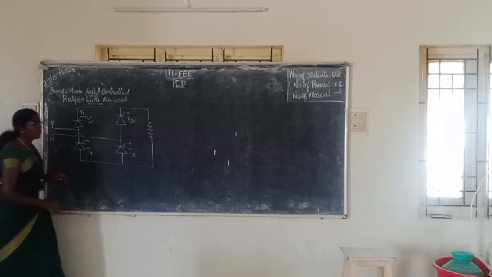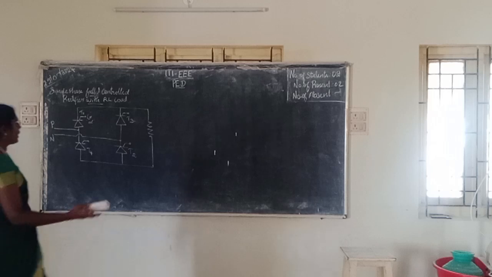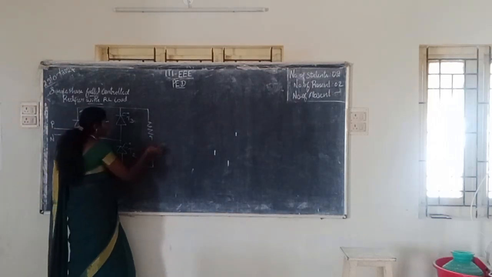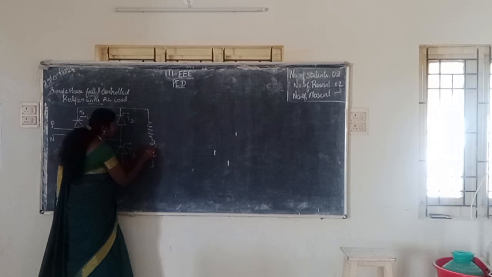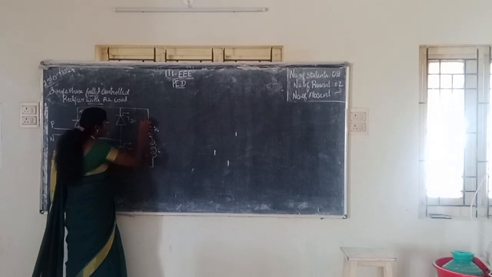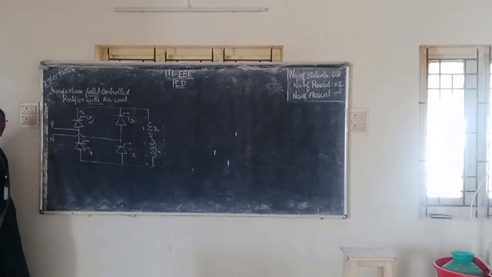Now, what load are we seeing? We are seeing RL load. Before, we have seen R load, right? Along with that circuit, we need to add an inductor. Now the load is said to be RL load. Clear? That is all about the circuit diagram.